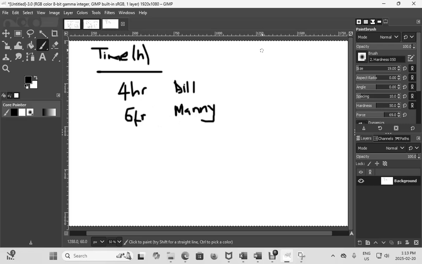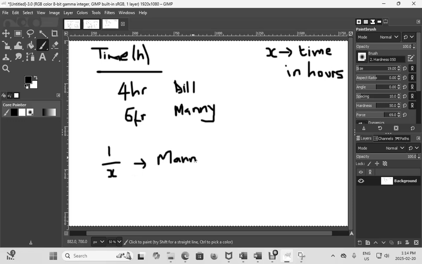So x has to do with time in hours. Now we have x, time in hours, and Manny will be 1 over x, and Bill will be 1 over 2x. So this is Manny, and Bill is 1 over 2x.